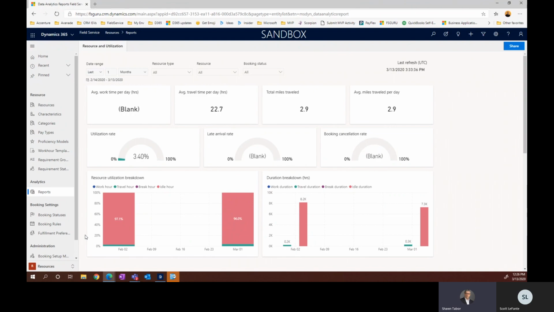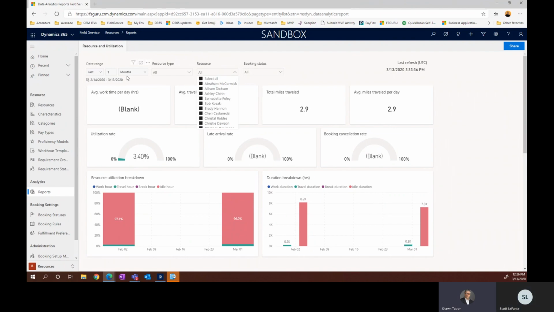So the nice thing about this is there's no additional Power BI spend on your part. That's partly why it's not editable, but it gives you some good information with some filters based on a range of months, resource types, resources, or booking statuses. You can change those filters, and that will edit the data appropriately.